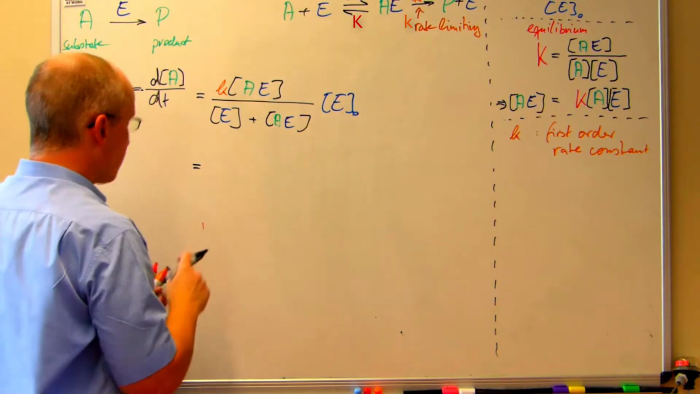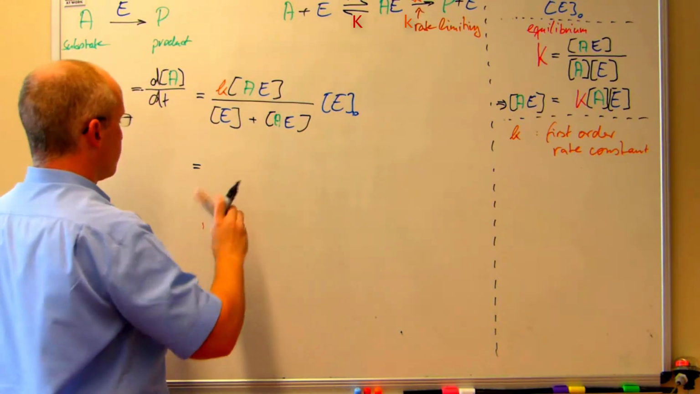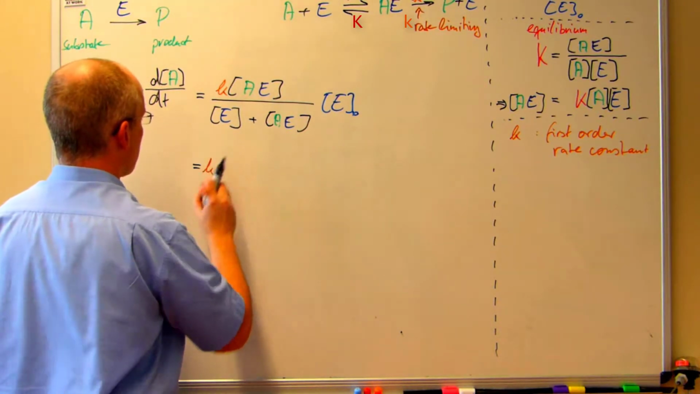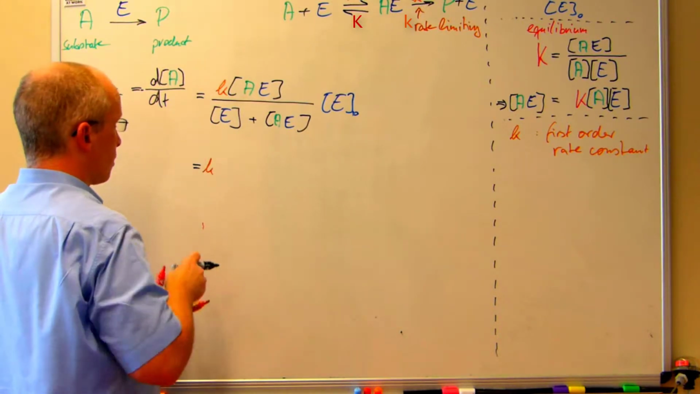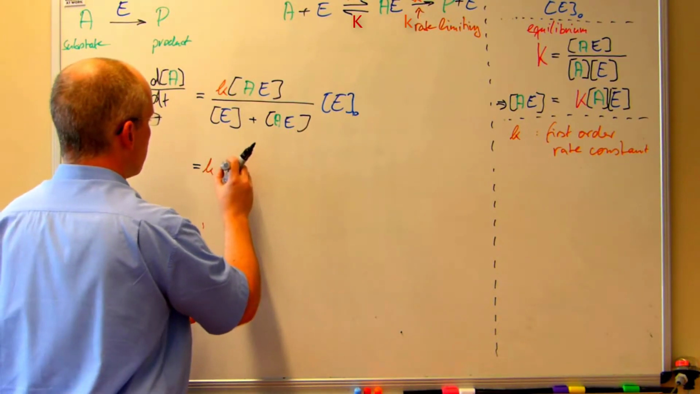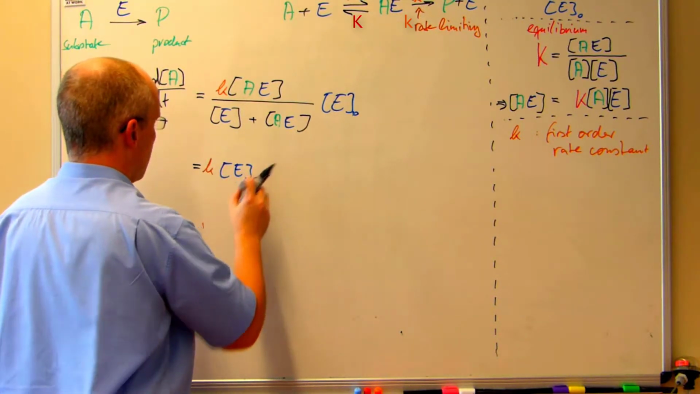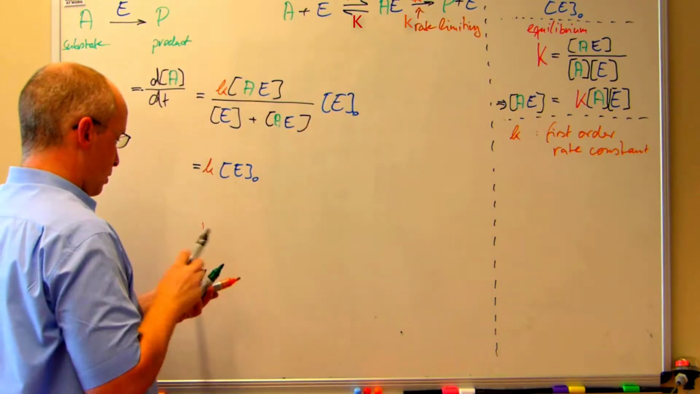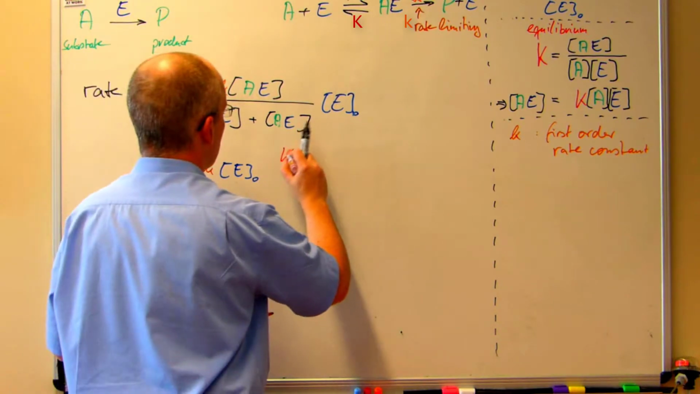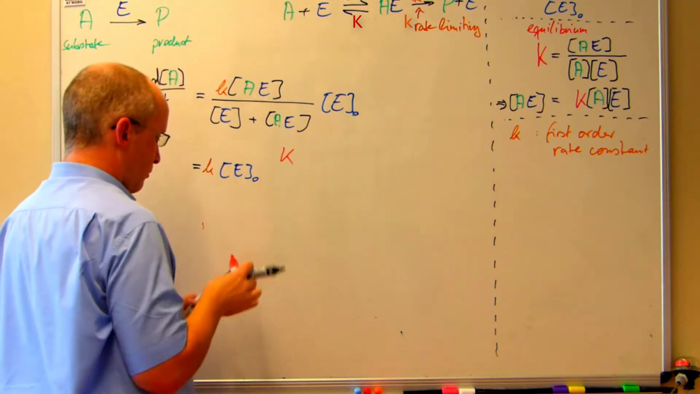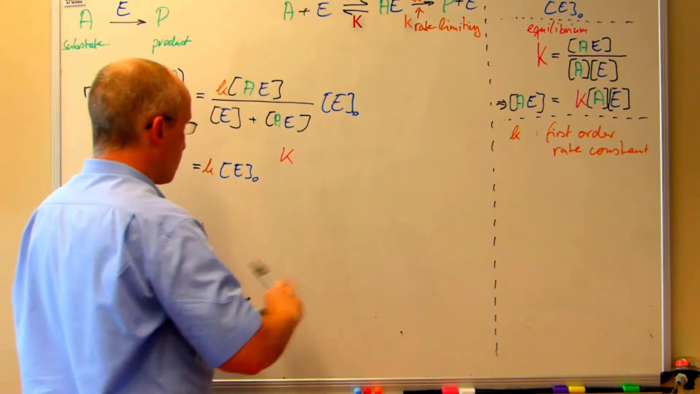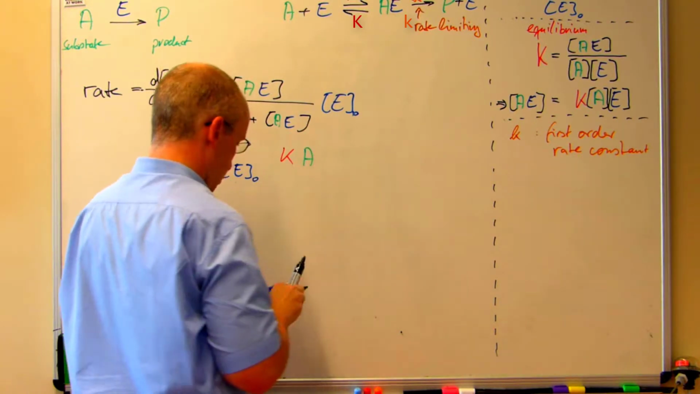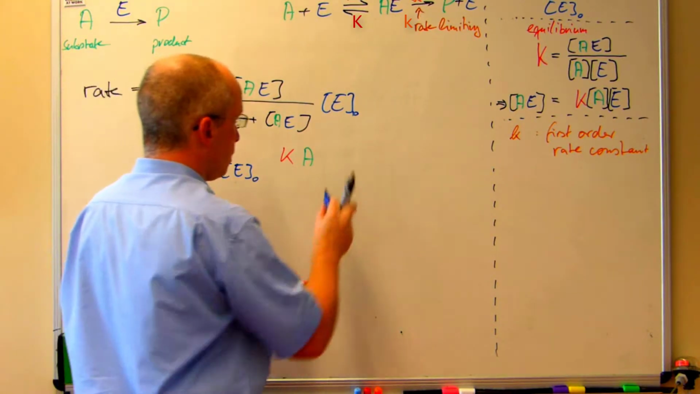Still the same thing. I have this constant. I have E0. Still nothing changed much. And now I will introduce big K. Saying, okay, we have here in the denominator, K times A times E.